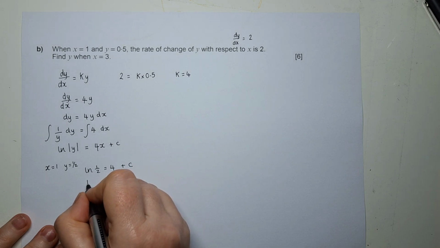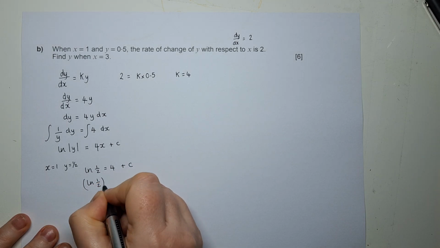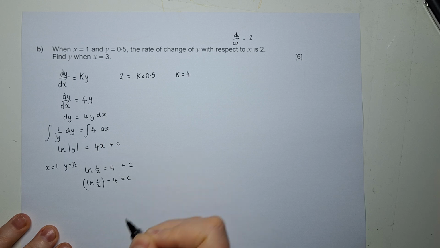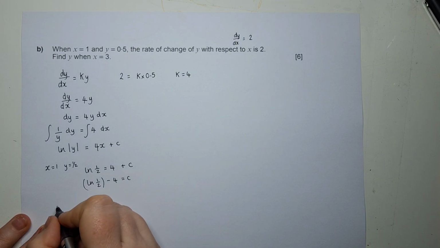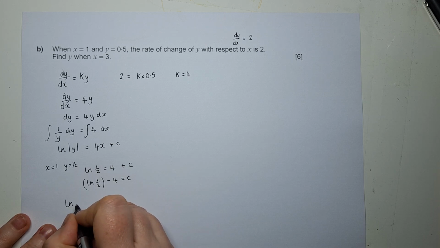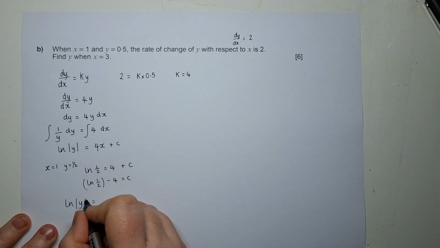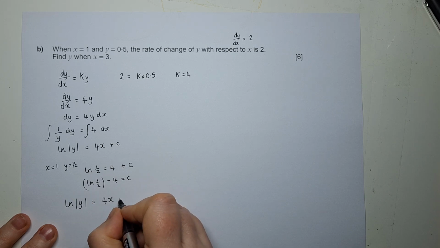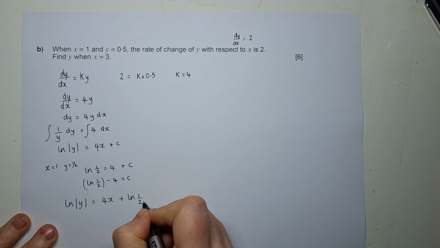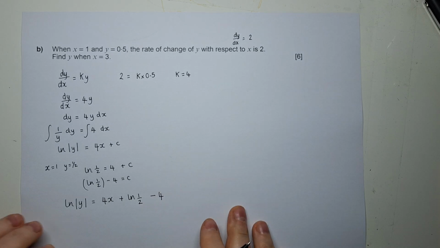That means we can say ln of a half take away 4 is our constant. Okay, not going to turn that into a decimal. Let's keep it as a log for a while. Okay, let's put that back in and we get ln of y is equal to 4x plus ln of a half take away 4.